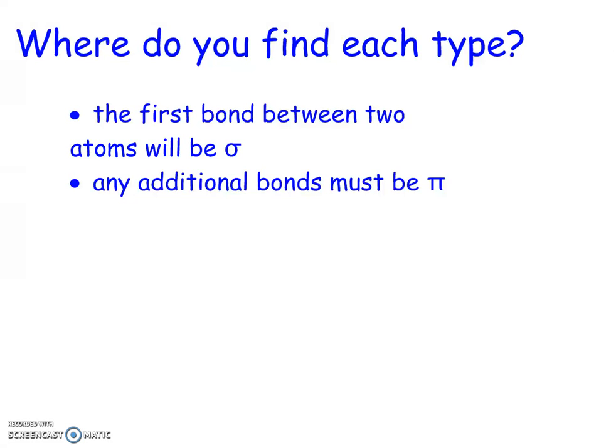So where do you find each type, the sigma bond or the pi bond? The first bond between two atoms will always be a sigma bond. So if I have a single bond between two atoms, it will be a sigma bond. If I have a double bond, one of those bonds will be a sigma bond. Any additional bonds must be pi bonds. So if I have a double bond, one of those bonds will be sigma, the other one will be pi. If I have a triple bond, one of those bonds will be sigma, the other two will be pi.